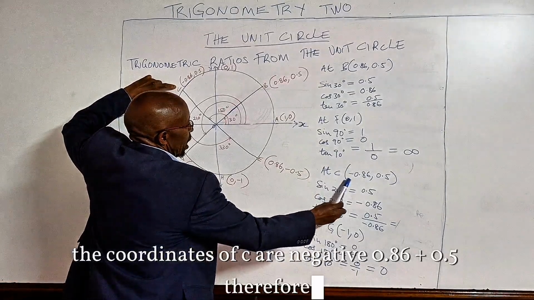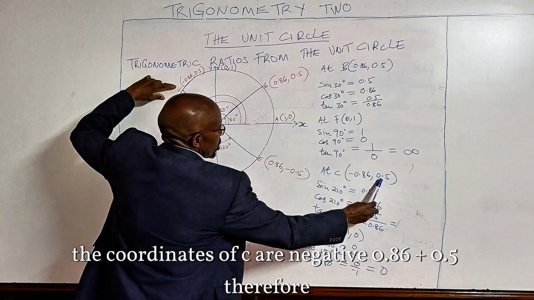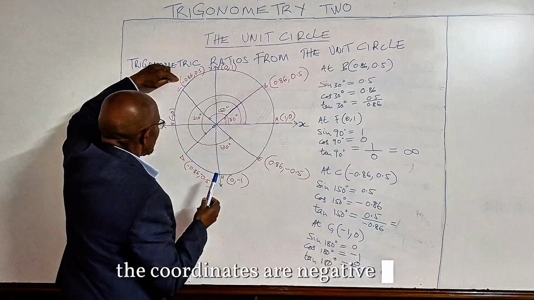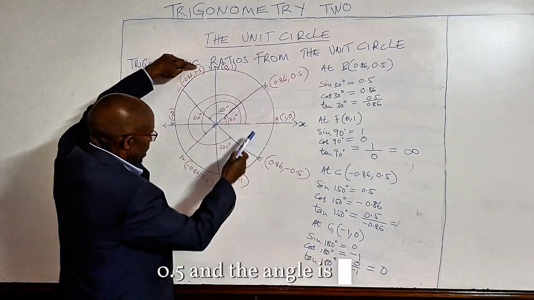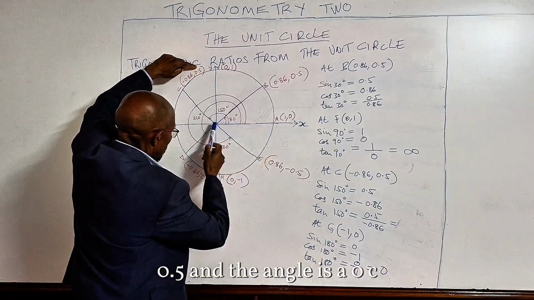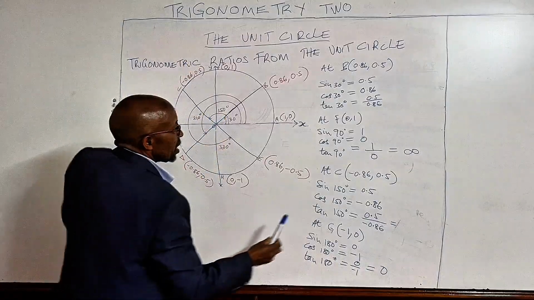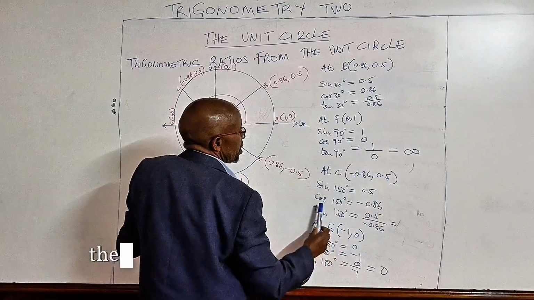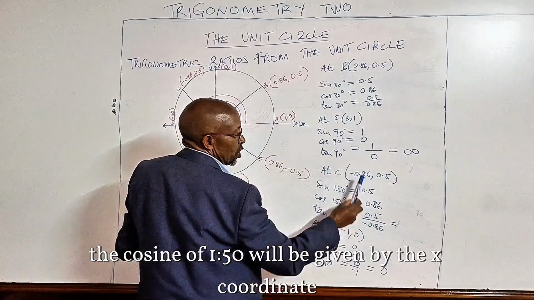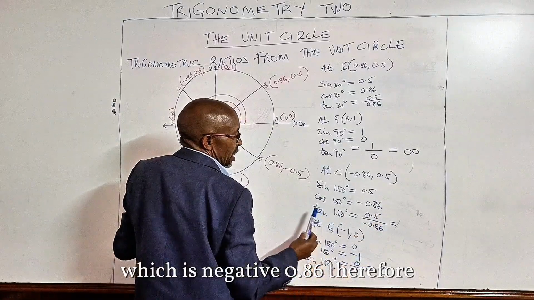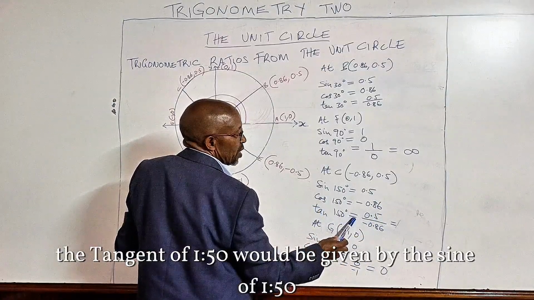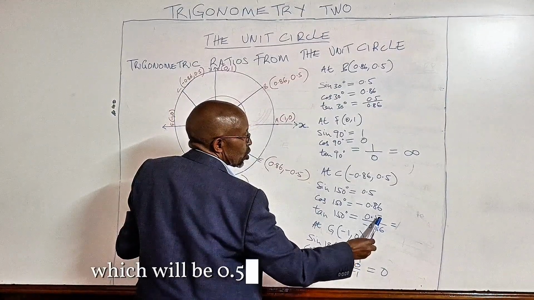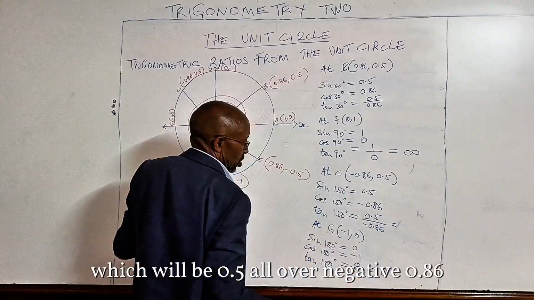We go to point C. The coordinates of C are negative 0.86, positive 0.5, and the angle AOC is 150 degrees. The sine of 150 will be given by the y coordinate, which is 0.5. The cosine of 150 will be given by the x coordinate, which is negative 0.86. Therefore, the tangent of 150 will be the sine of 150 all over the cosine of 150, so it will be 0.5 all over negative 0.86.